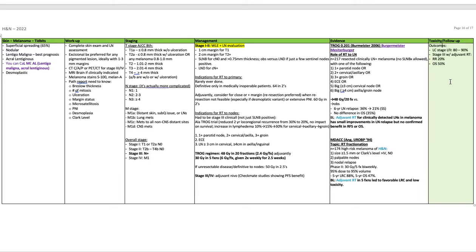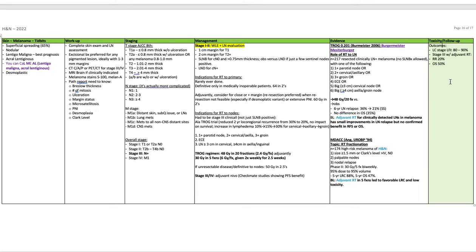The path report needs to report the Breslow thickness, the number of mitoses, ulceration, margin status, microsatellitosis, perineural invasion, desmoplasia, and the Clark level. T staging, AJCC 8th edition: T1a is less than or equal to 0.8 millimeters thick without ulceration.